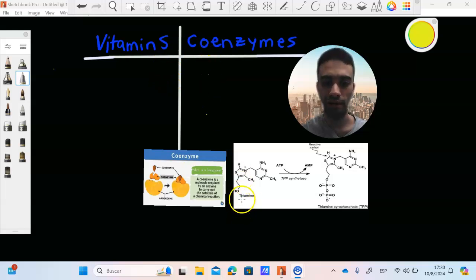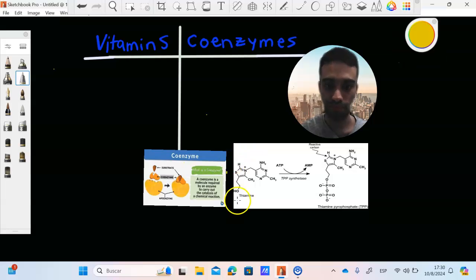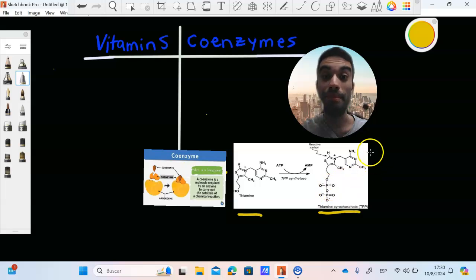So if you look here, we have thiamine, right? We have thiamine. And then we have thiamine pyrophosphate. So thiamine, which is the vitamin, is going to turn into a coenzyme. And a coenzyme is bigger than a vitamin. It has an extra group here.